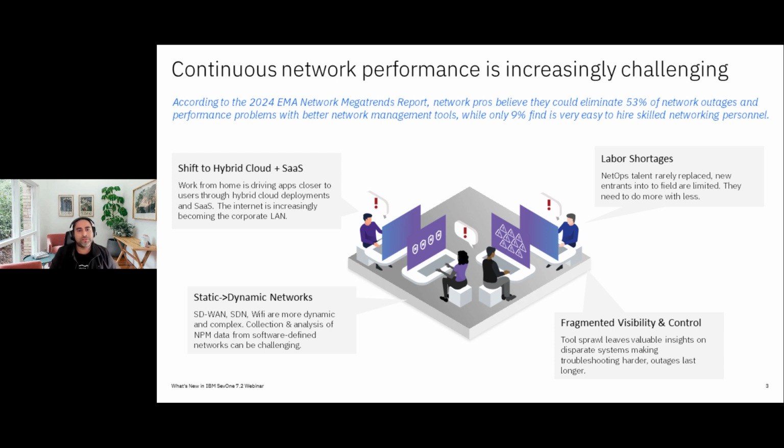Continuous network performance is becoming increasingly challenging, right? According to an EMA report in 2024, these are the four highlights of problems that network engineers or operations face. The shift to hybrid cloud and SaaS, with working from home, is driving apps closer to the user. A static to dynamic network shift, with more SD-WAN, SDN, and SASE networks coming into the picture. Labor shortages: NetOps expertise is extremely hard to find in the market. And lastly, fragmented visibility and control.